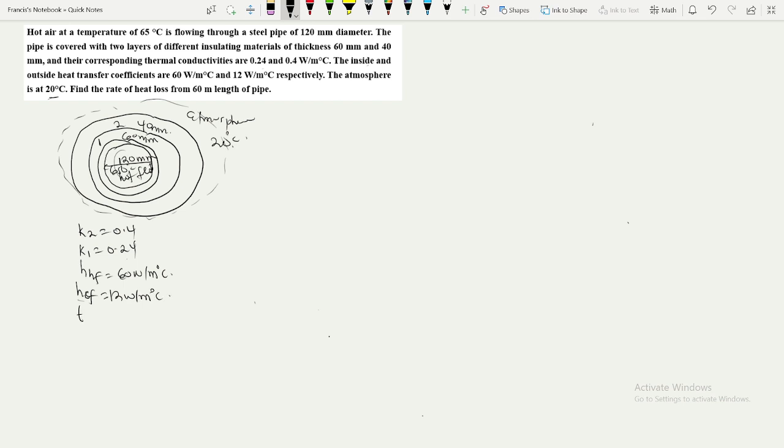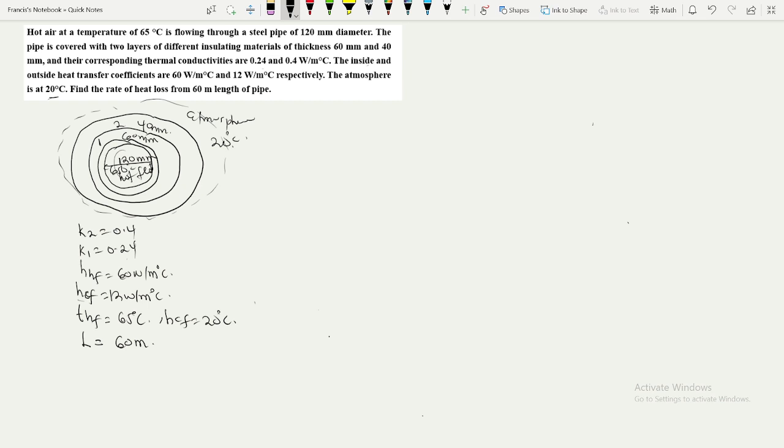And then THF, the temperature of the hot fluid, is 65. Temperature of the cold fluid is 20 degrees Celsius. We are supposed to find the rate of heat loss from a 60-meter length of pipe. Now the length has been given as 60 meters.